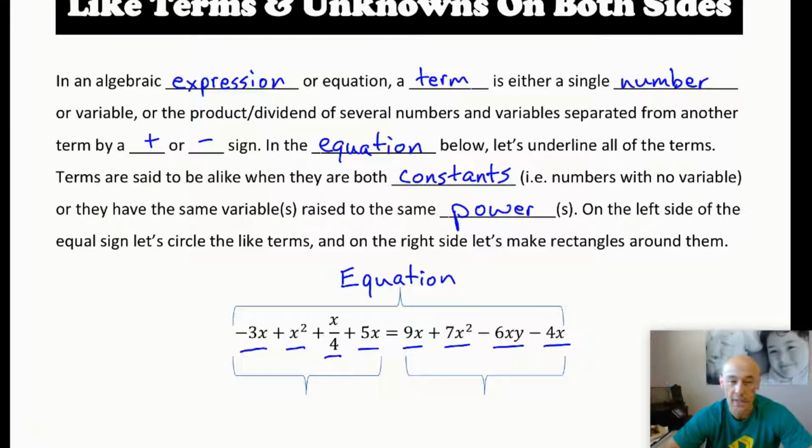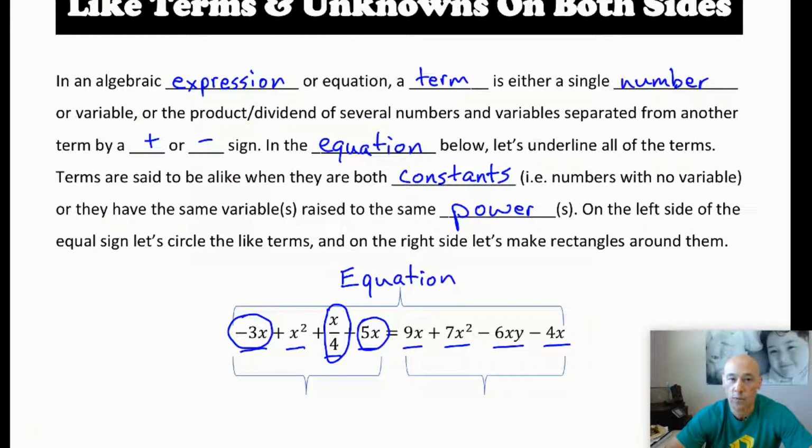On the left side of the equal sign, let's circle the like terms. This is an x term, this is an x term, and it's important to note that that is an x term as well. It's got an x, it's divided by 4, but it has the same power, which is really a 1. These all have a power of 1. It's just not written there. So those are the like terms on the left side of the equal sign.